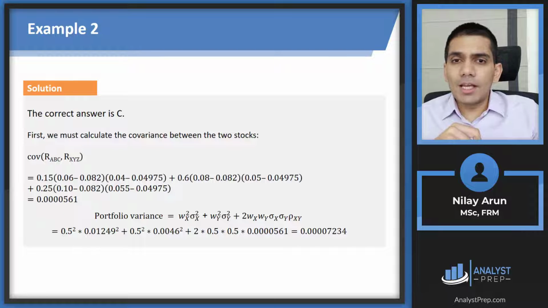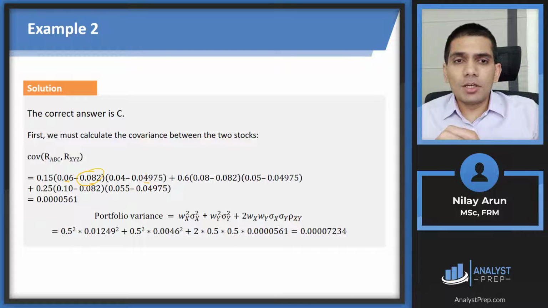So that's your covariance calculation. We did the first part. So 15%, that was the first scenario. 6% minus the 8.2%, that is for the first stock. For the second one, it's 4 minus 4.975. So that's for the second one. And we repeat this procedure.